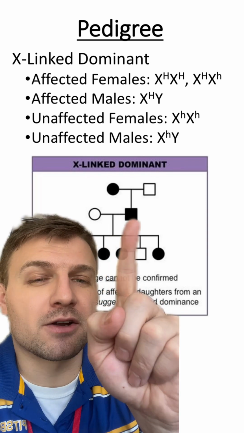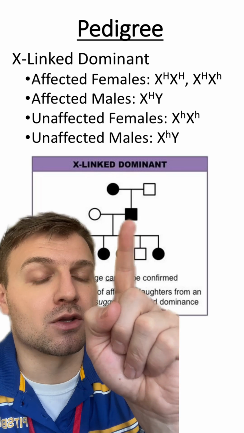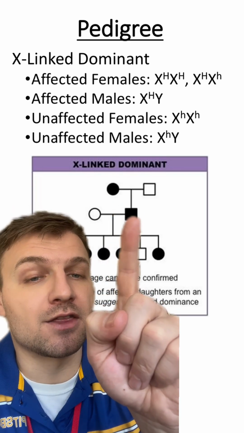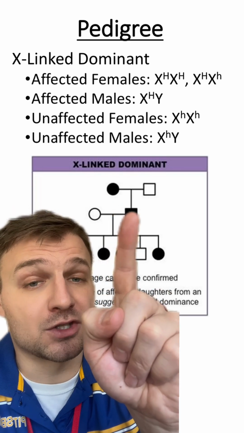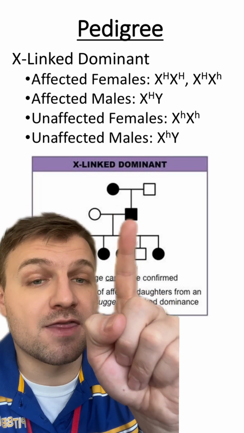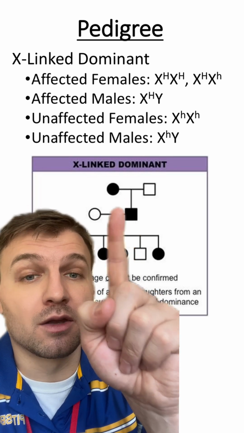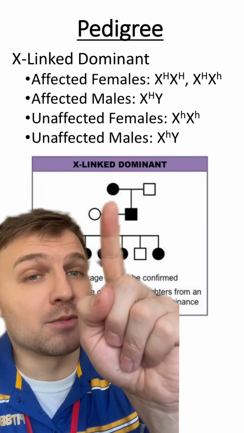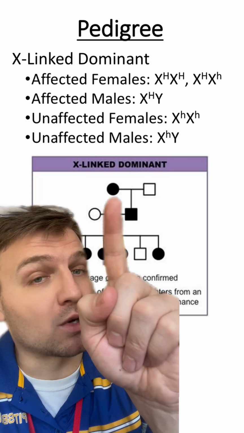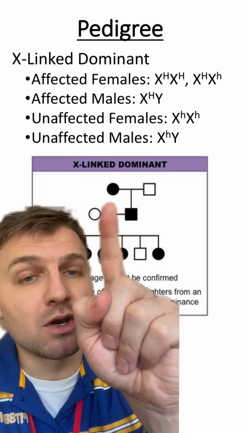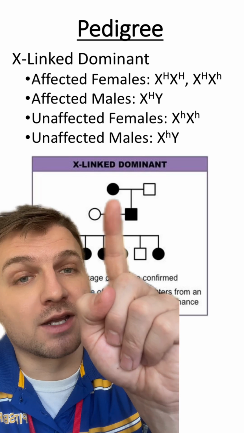You can tell in this pedigree that this male inherited the trait from the mother. Since he inherited the Y chromosome from dad, the X chromosome had to come from mom, so he inherited that X chromosome with a dominant allele from mom. Now, technically, mom could be X big H, X big H, or X big H, X little h, so we don't know which one it is, but we know she has at least one big H.